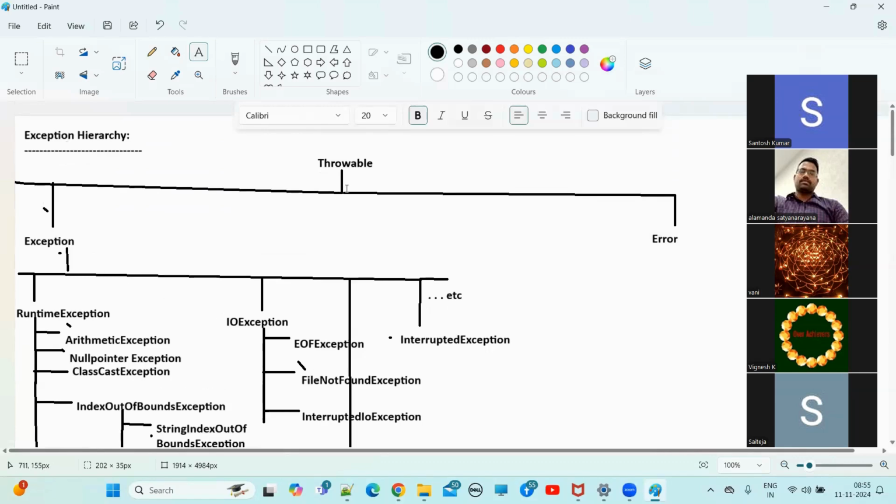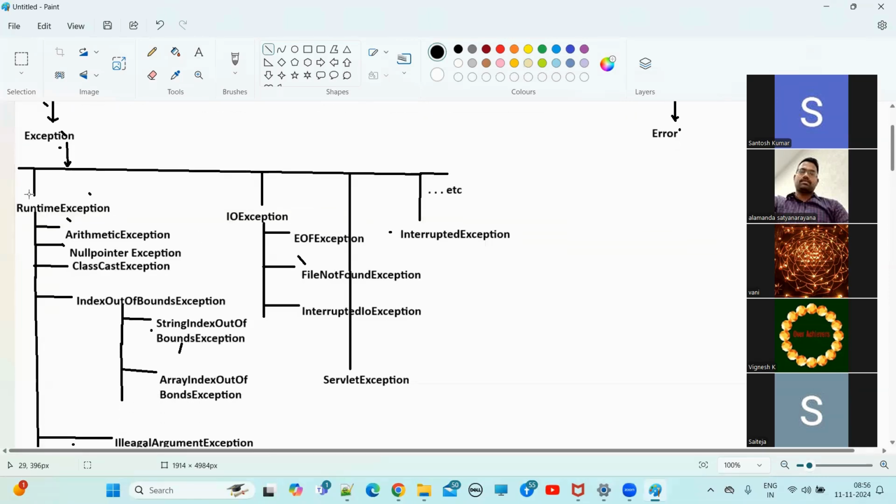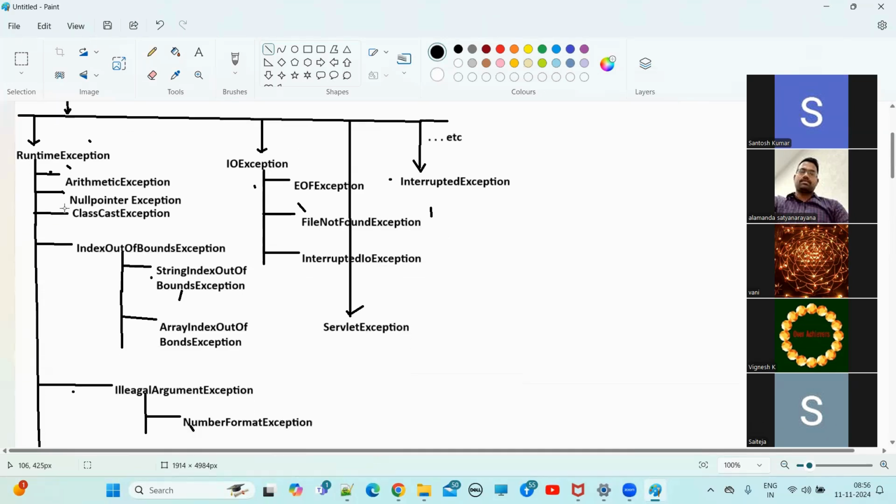See, what is the root class for all the exception hierarchy? Throwable. Again, Throwable has two child classes. The first one is the Exception class, another one is the Error class. Now, the Exception class has child classes. The first child class, RuntimeException, is an immediate child class of Exception. Another one is IOException, another one is ServletException, and another one is InterruptedException. These are child classes of the Exception class. Again, RuntimeException has a few more child classes: ArithmeticException, NullPointerException, and ClassCastException.